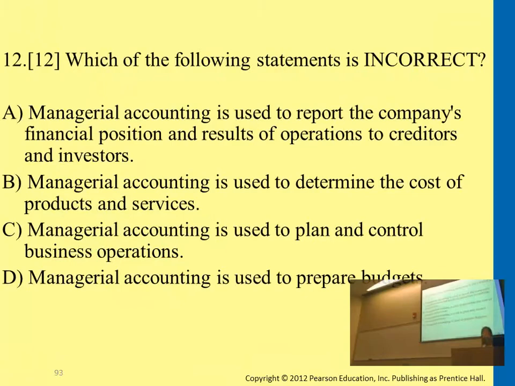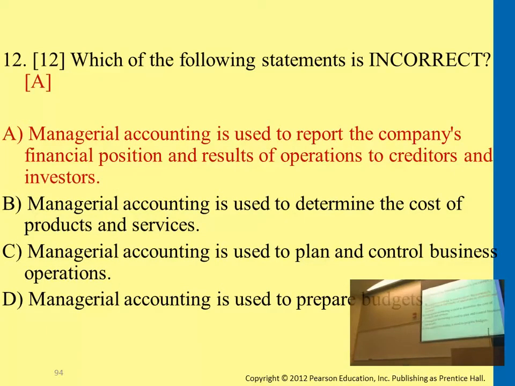Okay, number 12. Which of the following statements is not correct for managerial accounting? Which one doesn't seem right, the definition? Managerial accounting is used to prepare budgets, used to plan, control, determine the cost of products and services, so this one is pretty obvious. A is not correct. Right, because the knowledge that is used to provide information to creditors and investors is the one you learned in the previous course, financial accounting. Okay, managerial accounting, we're focusing on providing information to the managers' level, helping them make decisions, plan, control, and prepare budgets for future seasons.